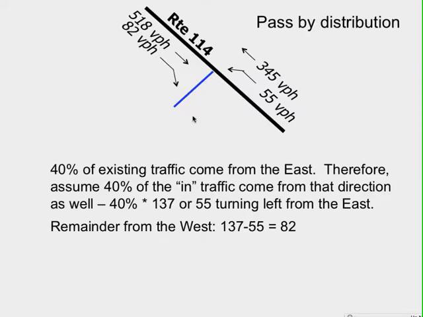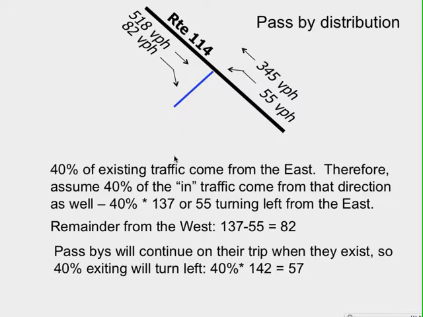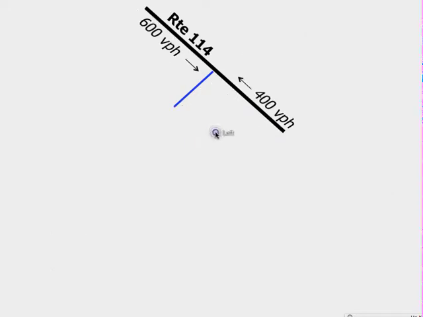Now, exiting, we know that 40% are coming from the east. So if they turn in here, when they leave they're going to go in the same direction, continuing on. So 40% exiting will turn left, 57 trips will turn left, and 85 will turn right, the remainder. So these are the pass-bys.